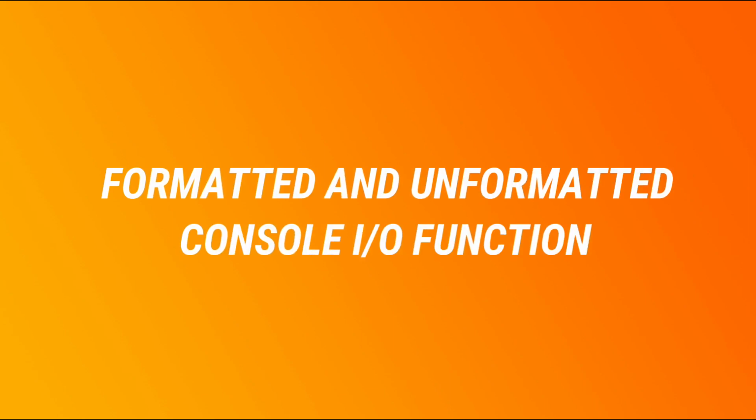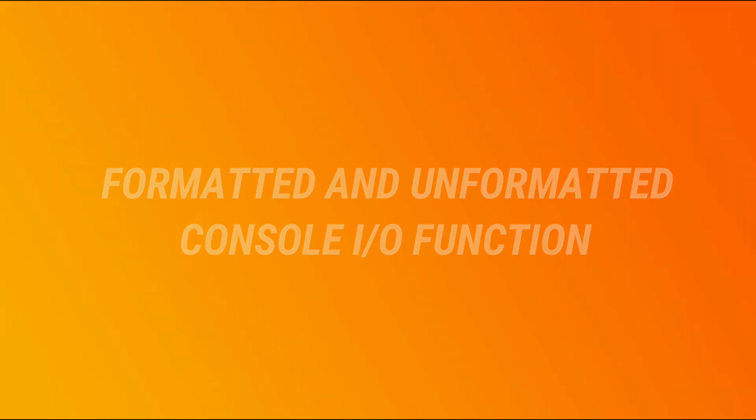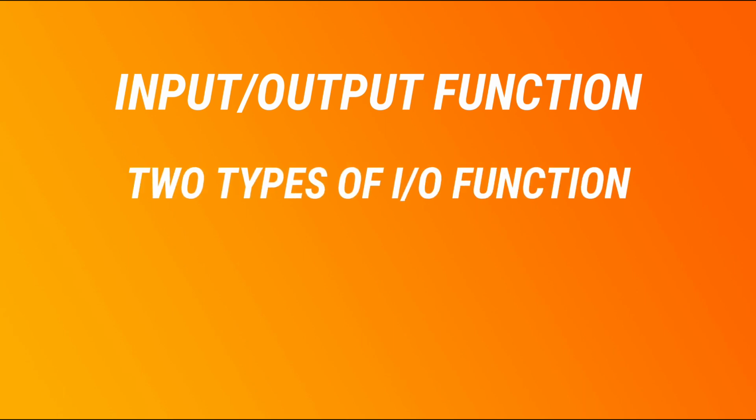Now let's move on to the formatted and unformatted console IO functions. IO function is nothing but input output function. In C programming you get to know about two types of IO functions, which we will discuss later in the video. Till then, let's continue to our topic.